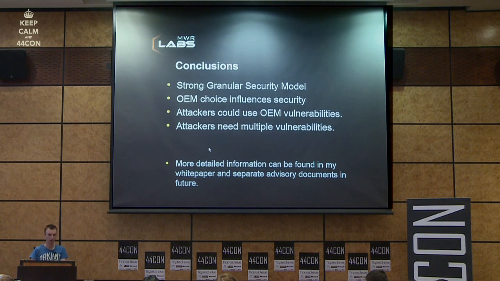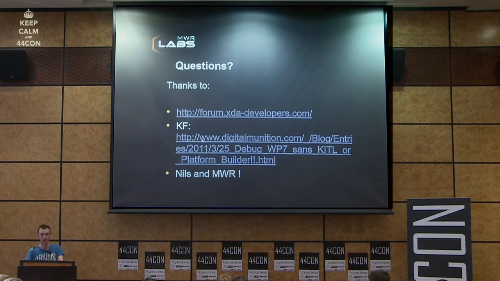But ultimately, it also demonstrates that an attacker needs multiple vulnerabilities to attack the platform. It's not just one vulnerability. It's a case of two or three vulnerabilities and an exploit mitigation bypass to actually attack the platform. I hope to provide more details in my white paper and advisory documents in future. So, are there any questions?